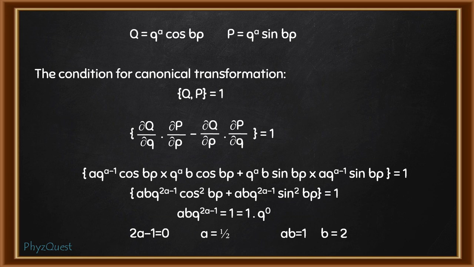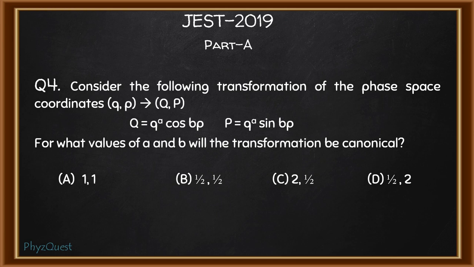So now let's check the options. So options here are, option A says 1, 1, option B is half, half, option C is 2 and half, and option D is half and 2. Here we have got the values of a as half and b as 2. So option D is matching with our calculation. So the correct answer for this question is option D.